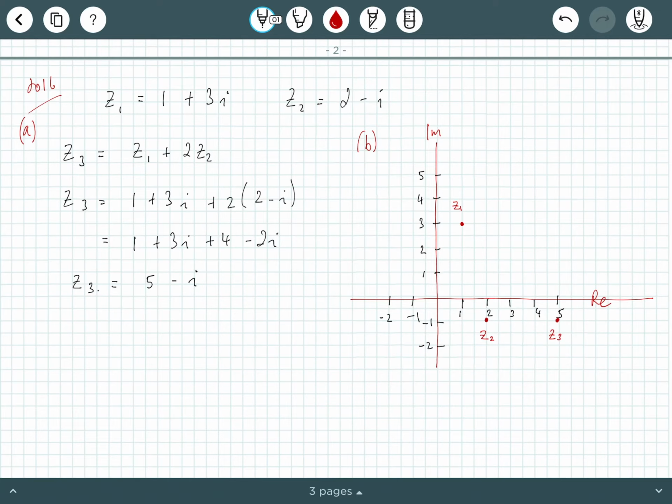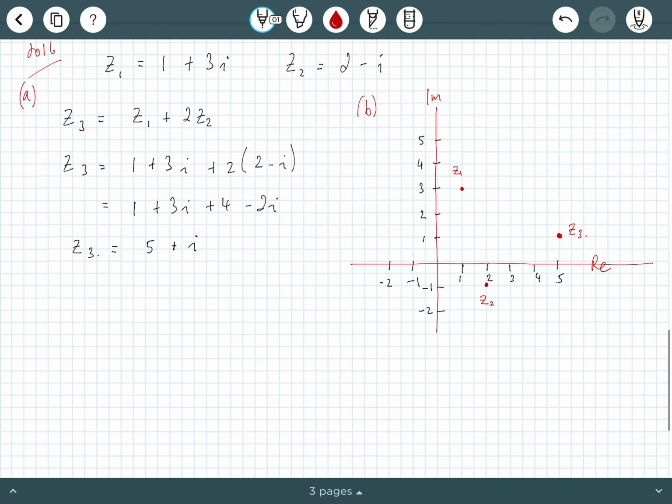Alright, now, apologies, lads. I'm just looking back over my work there. I can see that 3i minus 2i should obviously be a plus i. So that changes, and it is in fact 5 plus i, so it's up here. My apologies, boys. Okay, that's better.